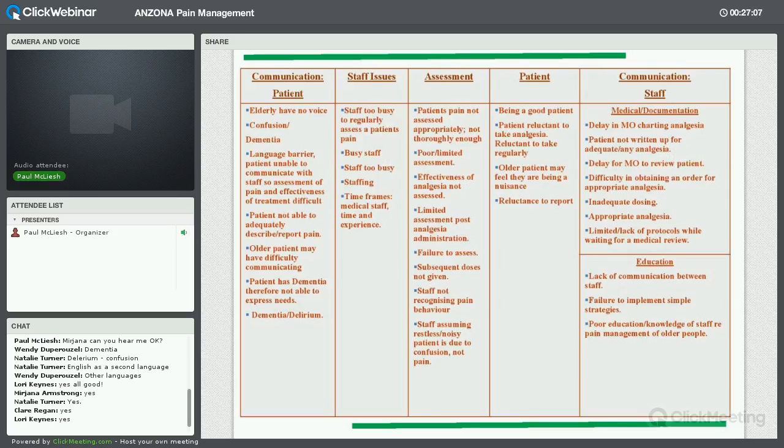So part of what we did for the research was look at some of the reasons that may make assessment of these patients' pain very difficult. There's lots of writing on this slide, and I don't expect you to read it all, but we grouped them into things about communication, about some staff issues, about how you assess someone, about the patient, and about communication and documentation as well.